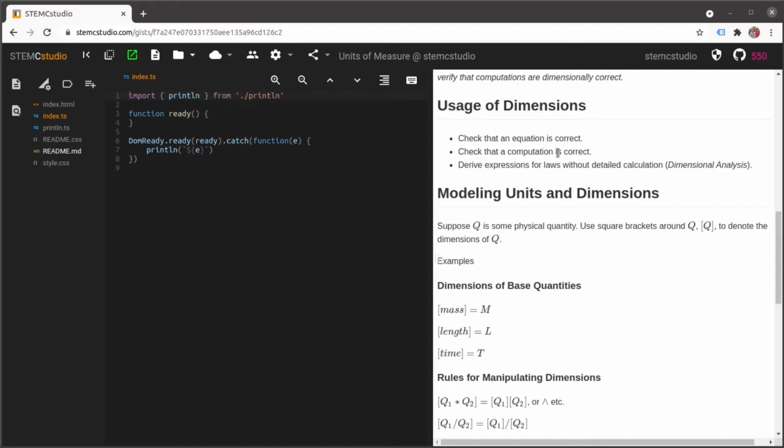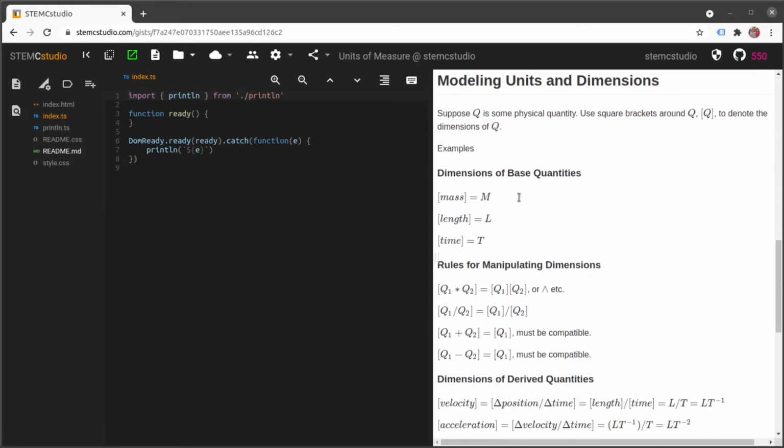Okay, so now to the meat of how we do calculations, and so we need to do a little bit of theory. Let's suppose that we have some physical quantity which we'll call Q. We're going to use square brackets around Q to denote the dimensions of Q. Let's look at the base quantities and how we connect symbols to those base quantities. The dimensions of a quantity which is a mass is just M. More precisely, it's M raised to the power of 1. It's not M squared, it's not 1 over M, it's just M.